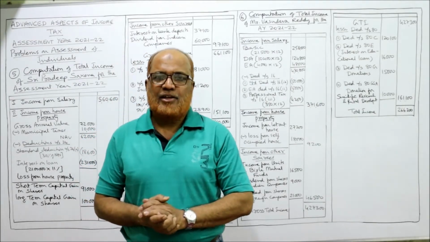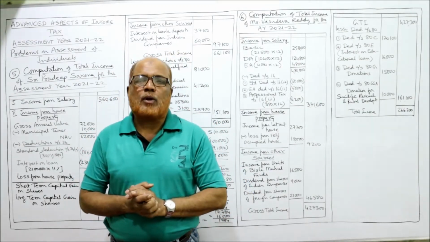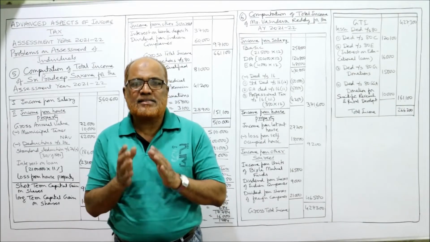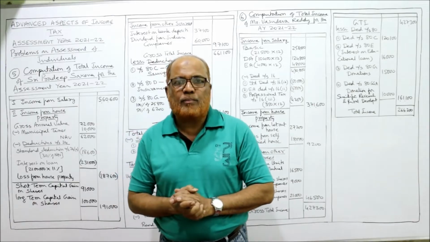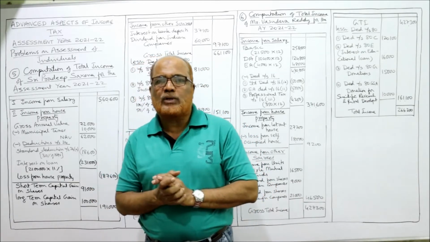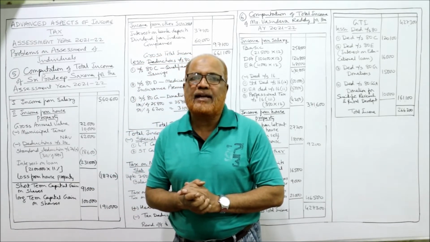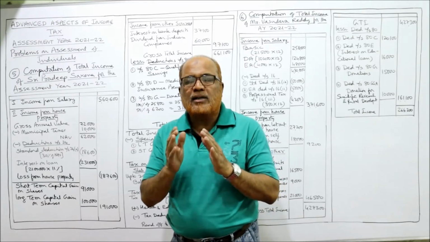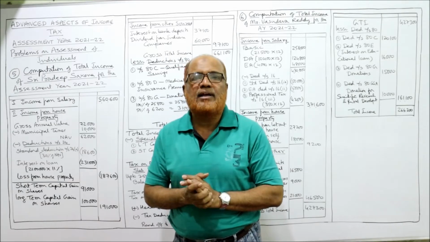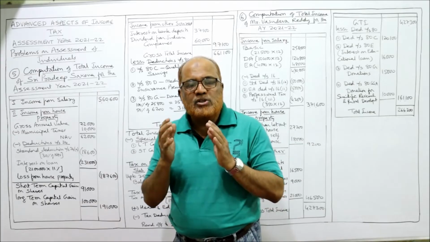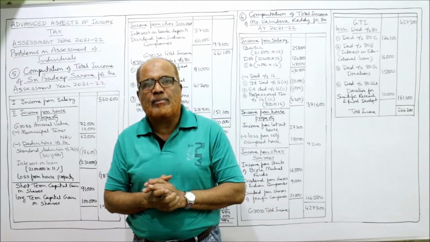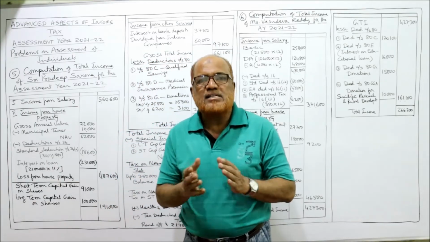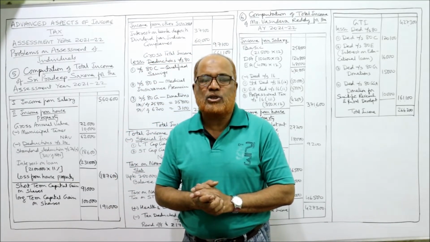I'm Hasham Ali Khan. So now I'm starting the next problem number 5 in this assessment of individuals. Till the last video I've completed 4 problems on computing the total income and tax liability of an individual. So if you are continuously watching every video, then definitely you will be in a position to solve the problem on how to compute the total income and tax liability of an individual for the assessment year 21-22.